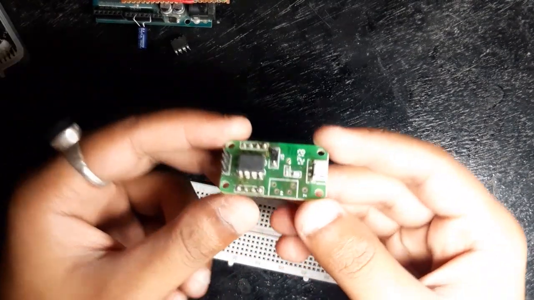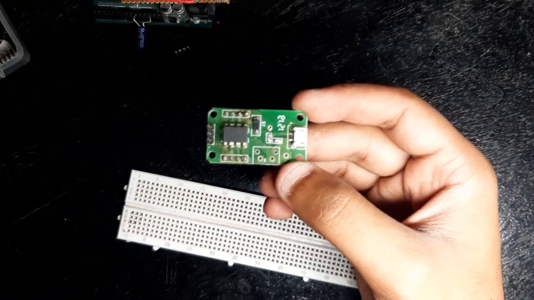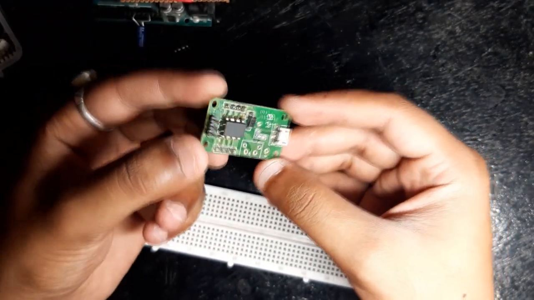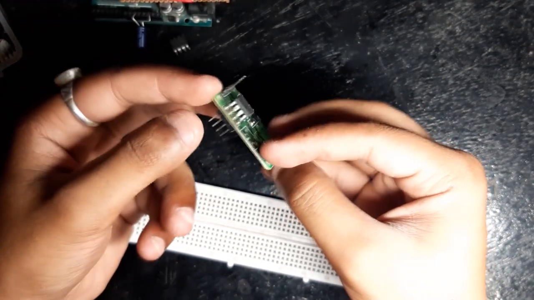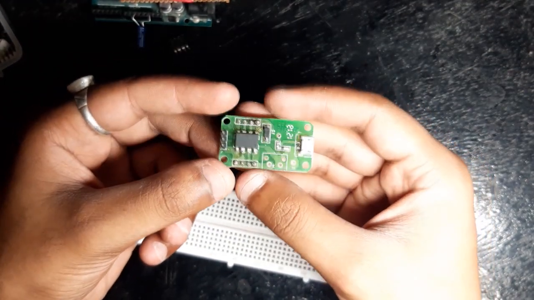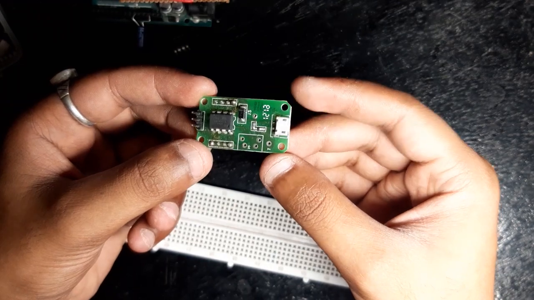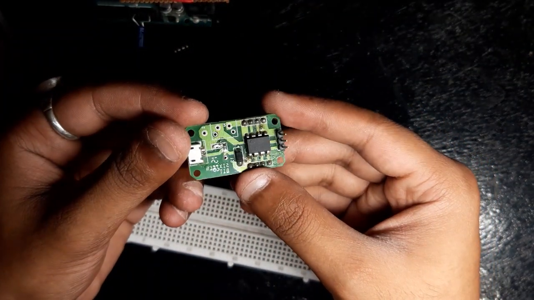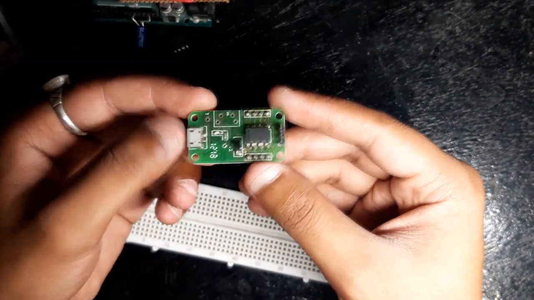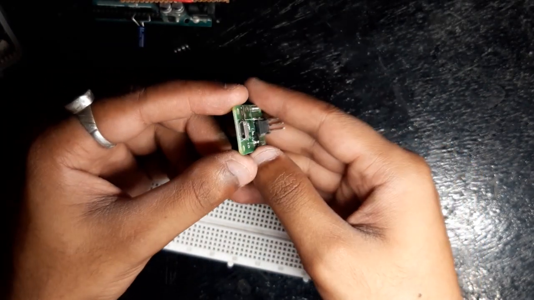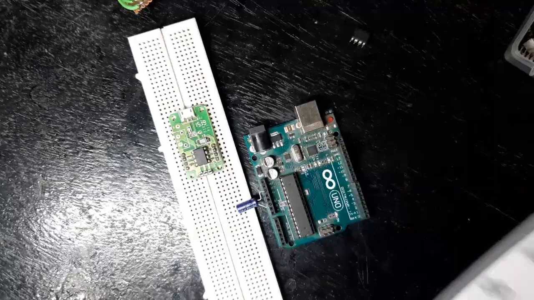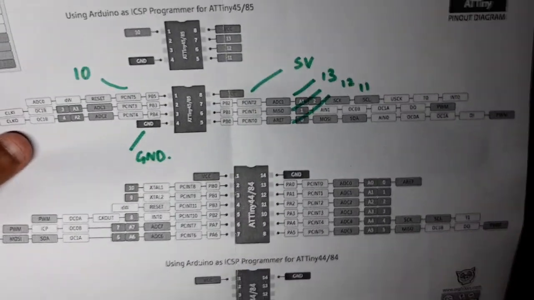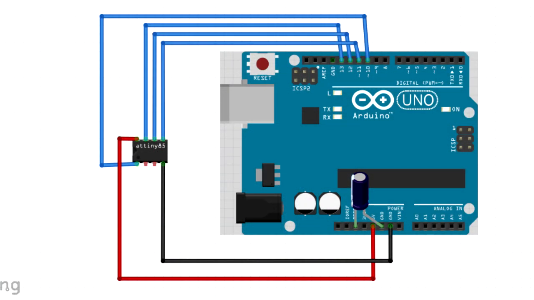Alright, so in order to make Attiny85 more breadboard friendly, I created this PCB, a breakout PCB for Attiny85. And for powering it, I added a USB port. Now let's program it. Here's the pinout for Attiny85. Hook everything together according to this schematic.